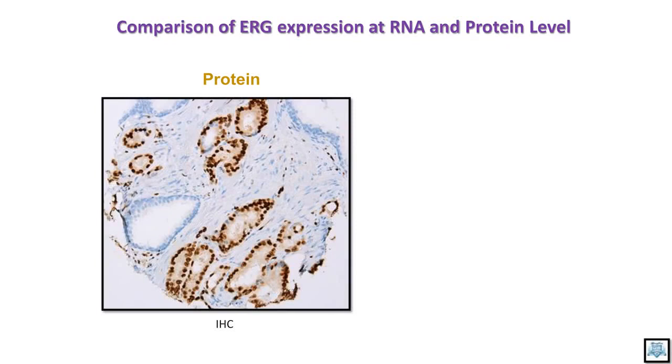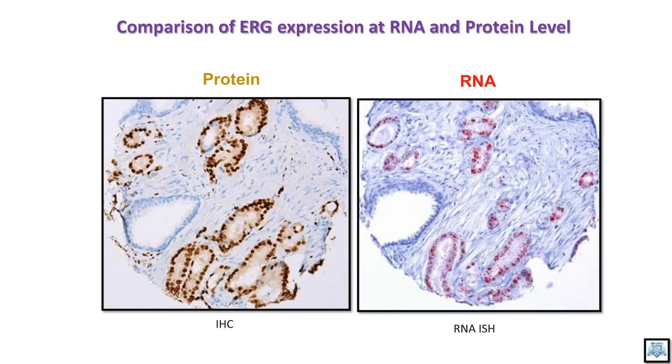On the next slide, as you can see here, I'm showing tissue sections where we hybridized with the ERG antibody, where you will see the specific staining of ERG only in the tumor area, and there is no staining in the stroma or in the benign area. So you will see such a specific staining with the immunohistochemistry.